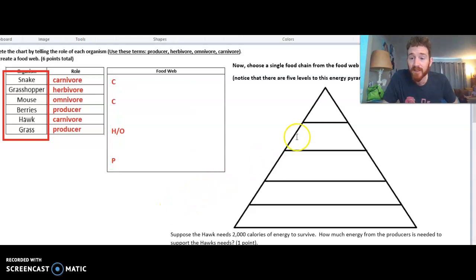Then what that's going to do is take you to the back page. Now I've got this right here where it says we're going to choose a single food chain from the food web and fill in the energy pyramid, and it says, notice there are 5 levels to this energy pyramid, okay? I'm going to give you a couple clues here. At the very bottom is always going to be the producers, okay? So I'm going to fill in here the organisms that would be that. Now you can just choose one if you want, but basically the grass and the berries would be those organisms that are going to be basically making up the bottom of that food chain.